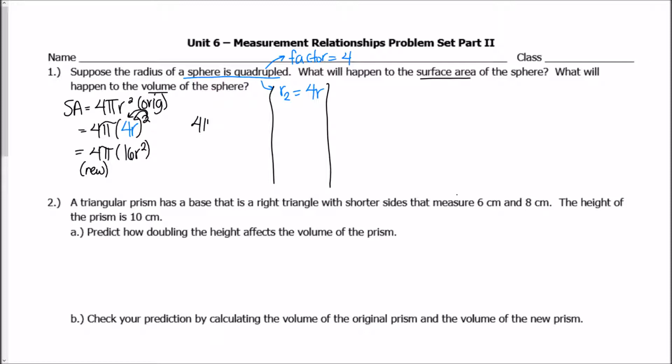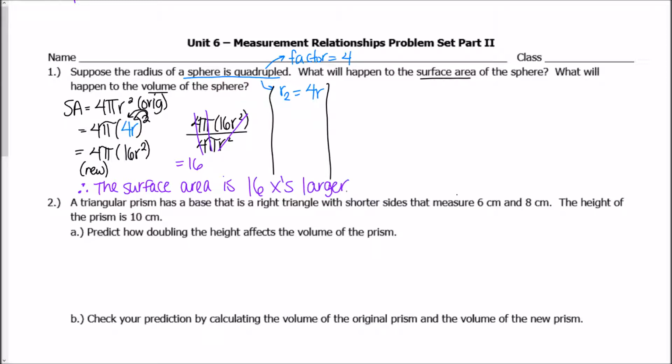So I'm going to take the new surface area, 4 pi times 16r squared, divide that by 4 pi r squared. Well, the 4's cancel out, the pi's cancel out, and the r squared's cancel out. So I'm left over with just 16. Which means that the surface area is 16 times larger. So we can say, therefore, the surface area is 16 times larger.